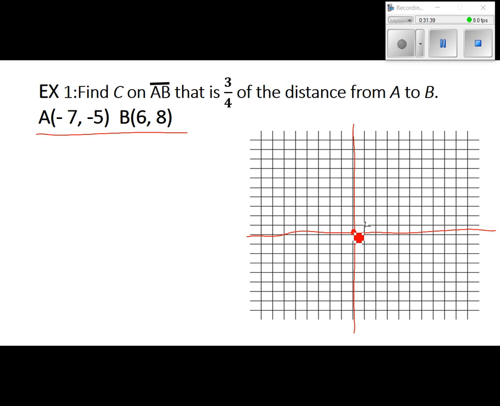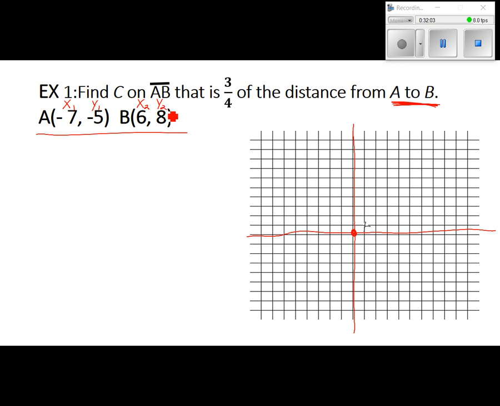We're going A to B. So we're starting at A and we're going to B. So is A our starting point or our ending point? Starting point. So this is our x1. That's our y1. This is our x2. That's our y2.